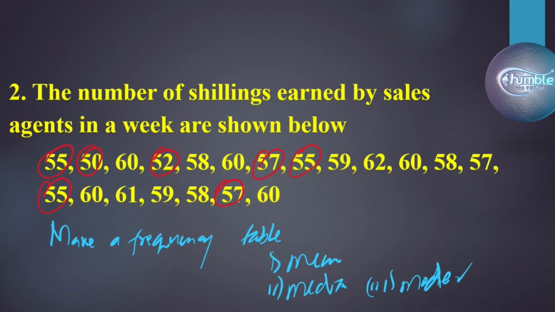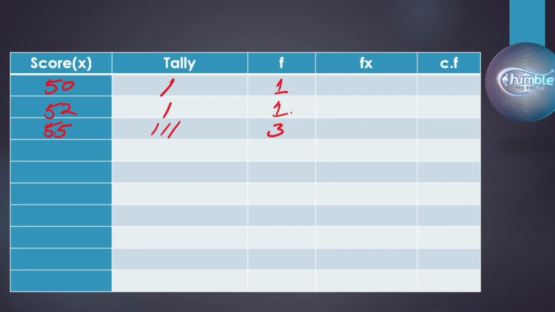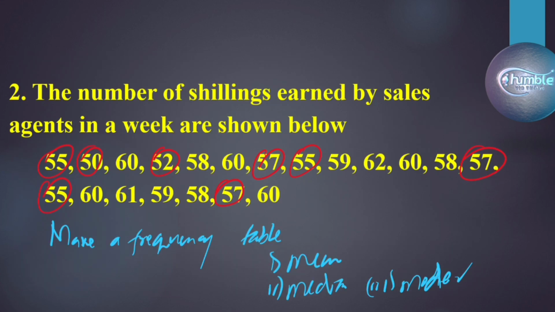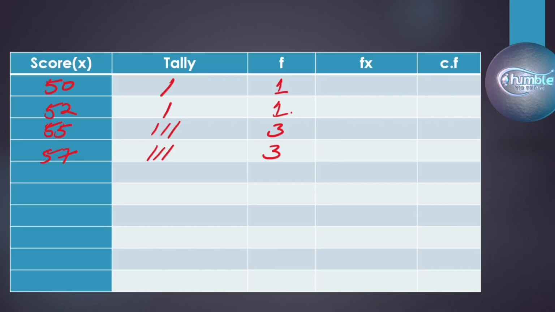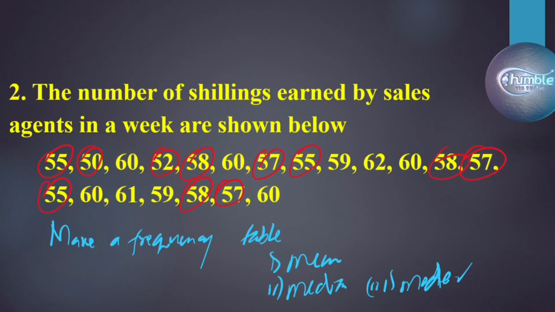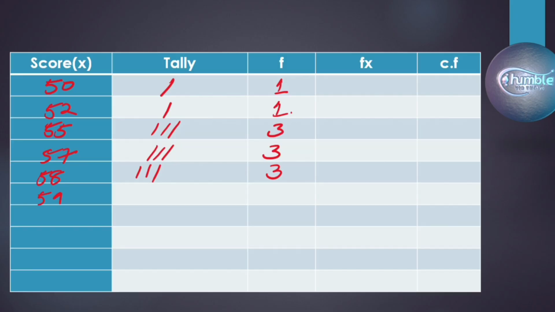57 appears 1, 2, 3, also 3 times, so 57, 3. The next score is 58. 58 appears 1, 2, 3, also 3 times, so we shall have 58, 3. The next one is 59, and 59 appears once, so we shall have 59, so 1.